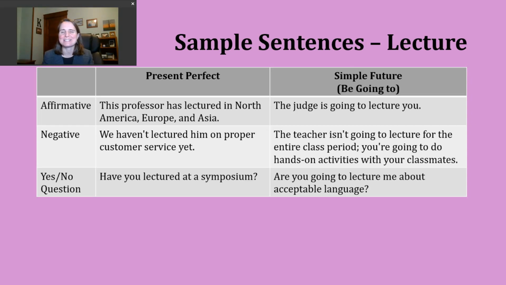that in the present. So if your subject is I, then you'll use am, going to, and then our base verb. But if our subject is you, we, or they, use are, A-R-E, going to, and the base verb. Finally, if your subject is he, she, or it, use is going to, and then the base verb. An example of this might be, the judge is going to lecture you.